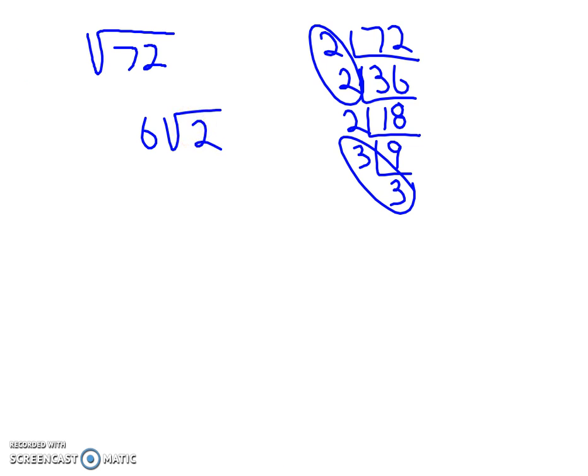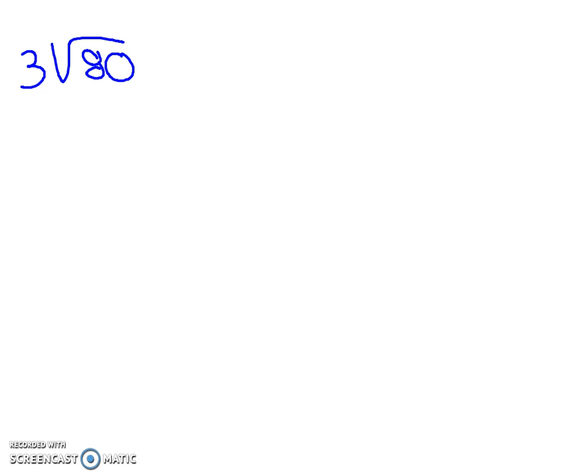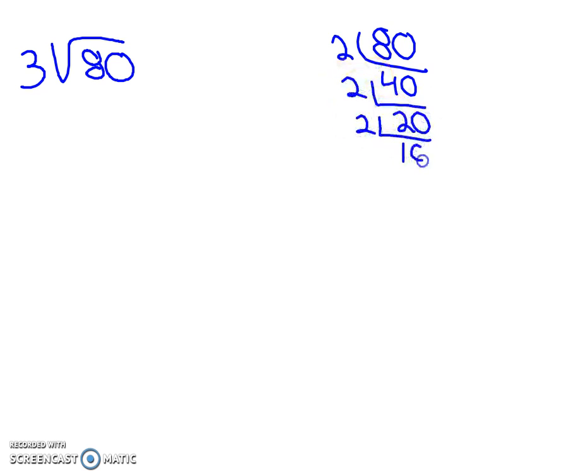So I'm going to do this one here. This one's a little bit goofy because it's got a 3 out front too, but we'll deal with that in just a second. Let's deal with the 80. It divides by 2, right? You get 40. It divides by 2 again, you get 20. It divides by 2 again, you get 10. And it divides by 2 again, and you get 5.